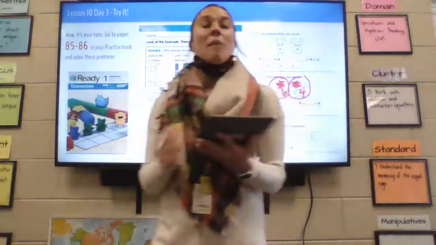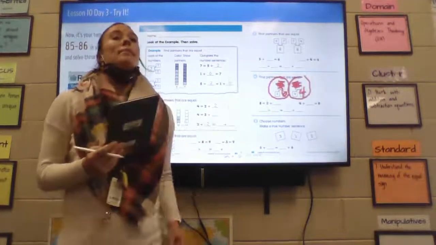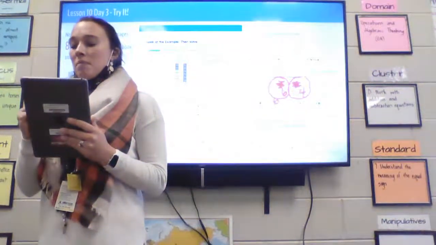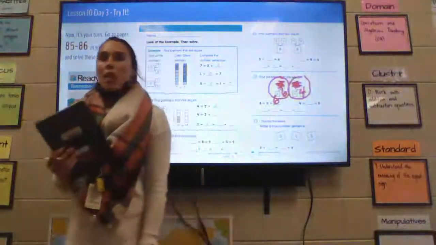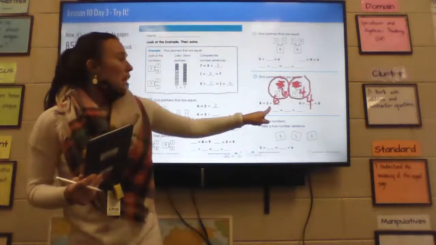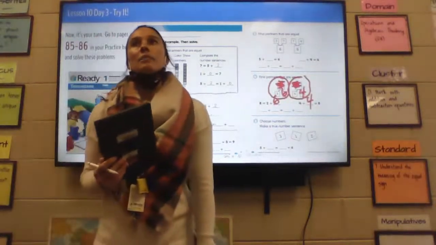So let's go down to my first number sentence. 8 equals 2 plus what? 6. I hope you didn't put 7. 2 plus 6. 8 equals 2 plus 6. Woo! Now, what goes in the other one? 4 plus what equals 8? Cameron. 4. Yep. Now, I have a number sentence and a number sentence, and I've got an equal sign.